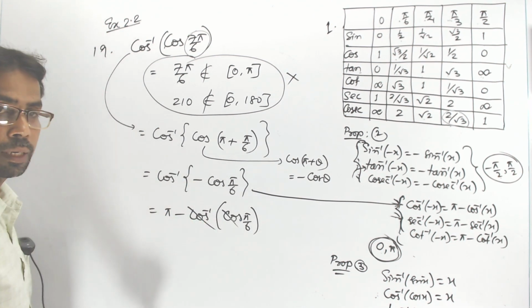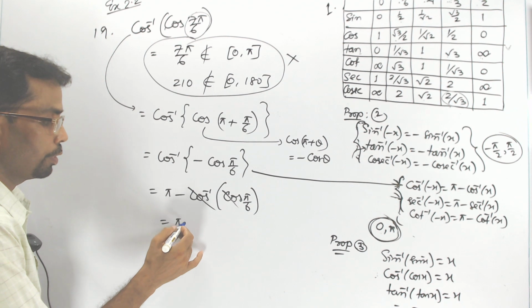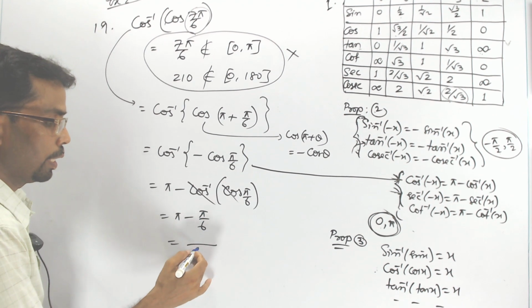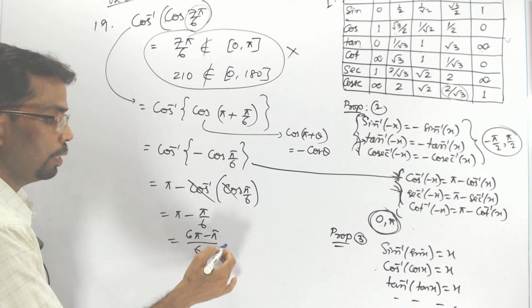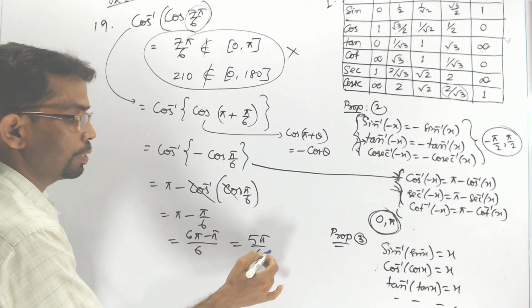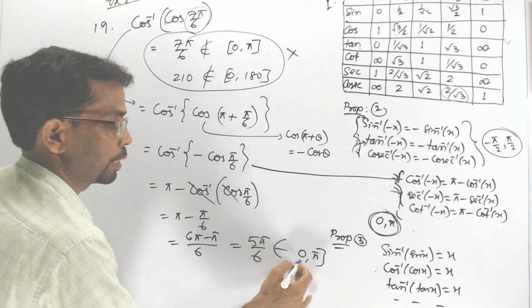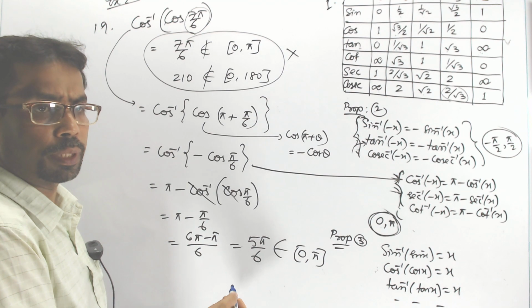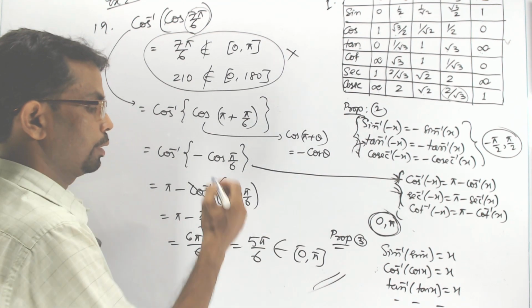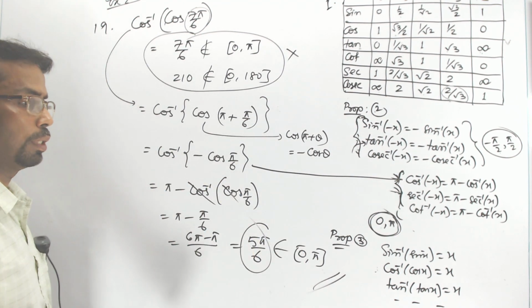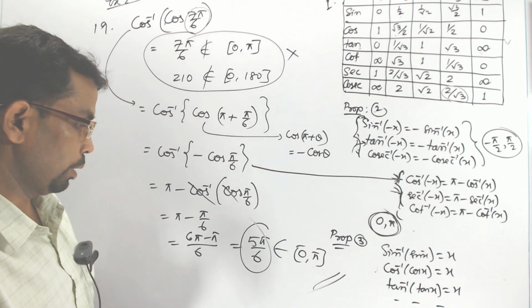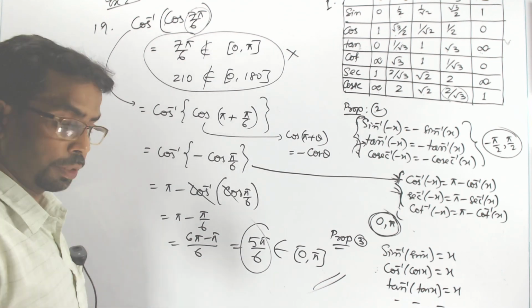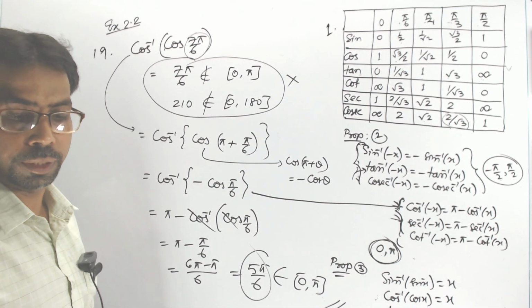then we can cancel the function and its inverse and then take LCM 6, pi minus pi, finally 5 pi by 6. It is lying in the range. You can calculate and see, pi is 180, you put the value 180 and calculate and see it is correct. So this is the solution for the given function. This is the principal value of the given function.